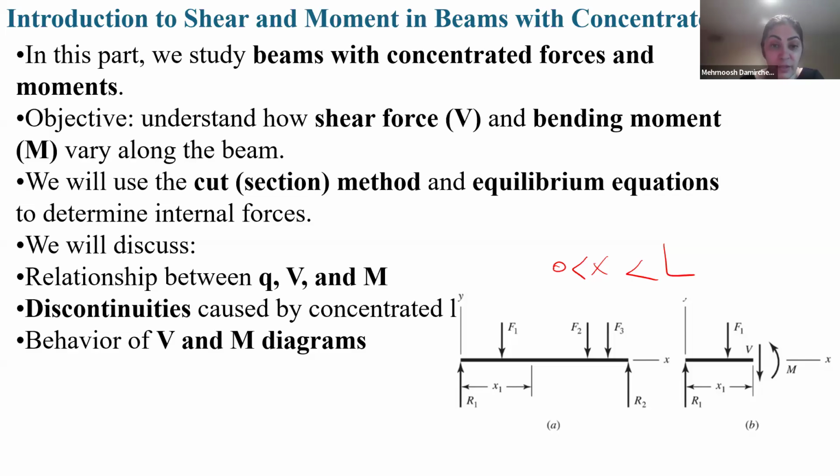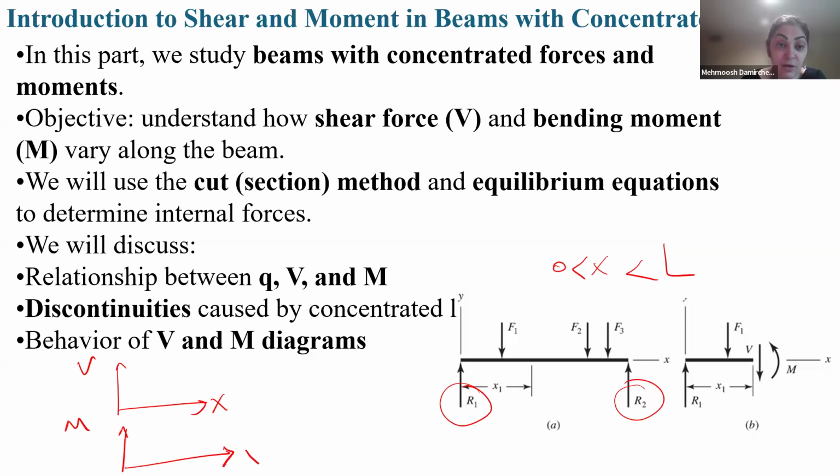So here R1 is the support reaction, R2 is the support reaction of the other support, and F1, F2, F3 are concentrated loads, meaning loads applied at a specific point, not a specific region. We want to consider X between 0 and L, with V as a function of X, the shear force, and bending moment as a function of X.